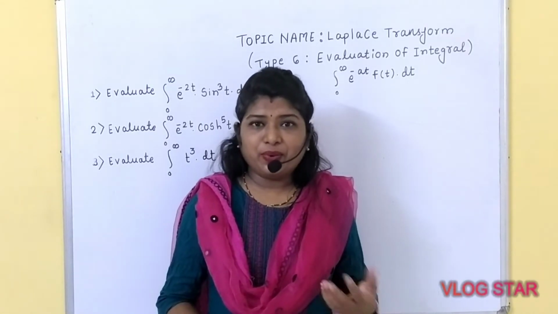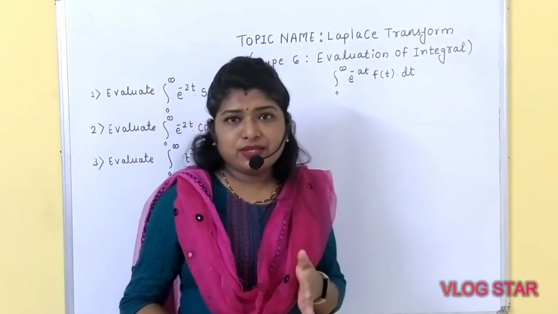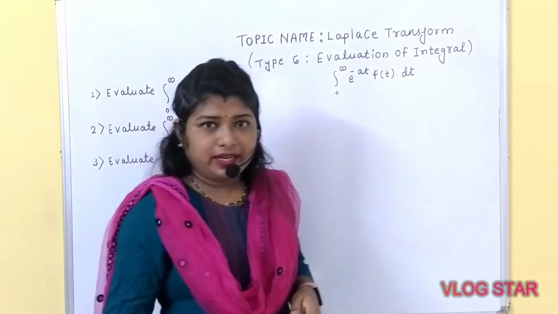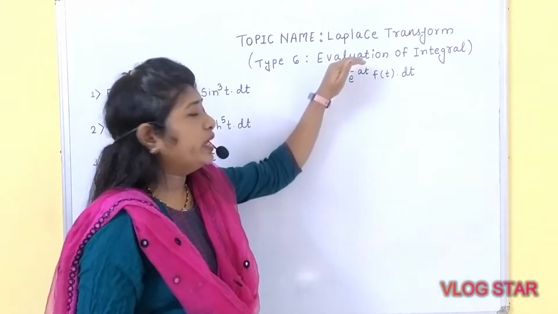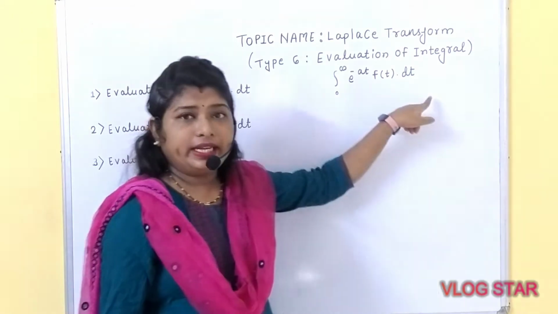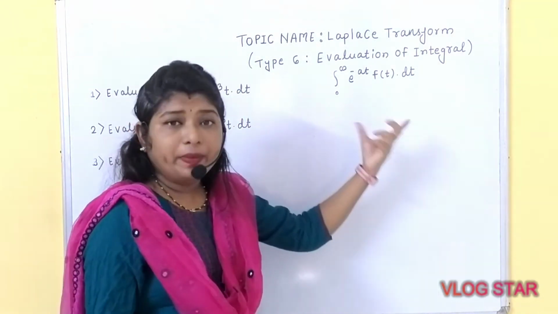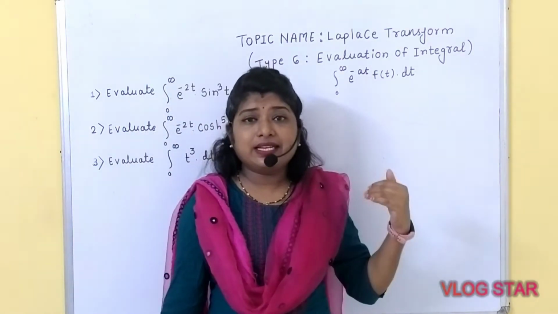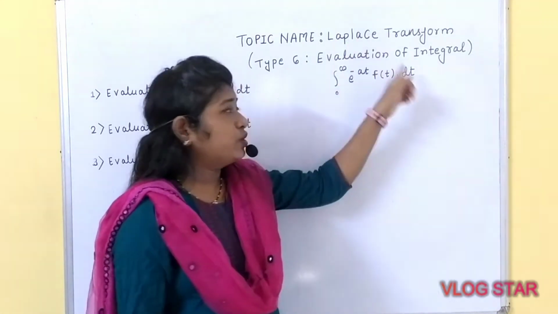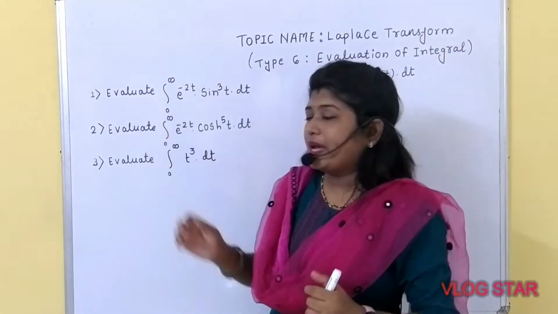In today's video, we are going to learn type number 6 related to Laplace transform, which is based on evaluation of integral. So what is basically evaluation of integral? Integration of 0 to infinity e raised to minus at f of t into dt. If the given example is in this form, then you need to identify this is type number 6 related to Laplace transform, that is evaluation of integral. To understand this concept, let's consider a few examples.